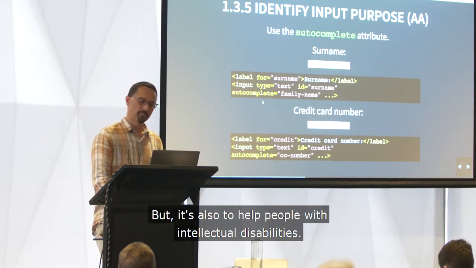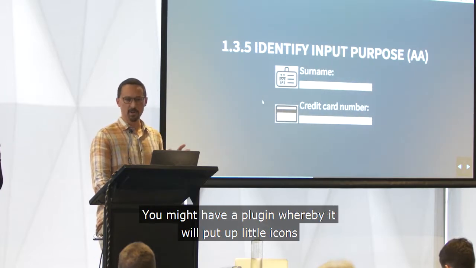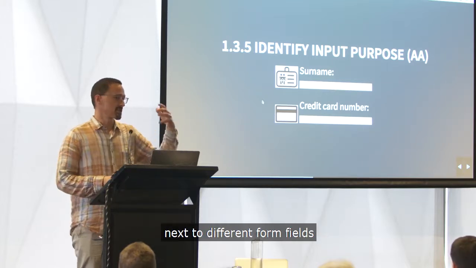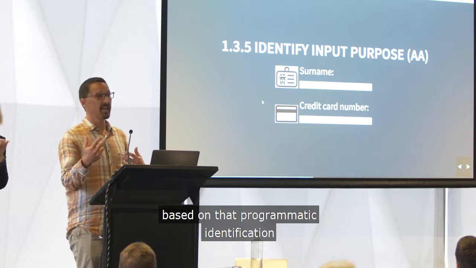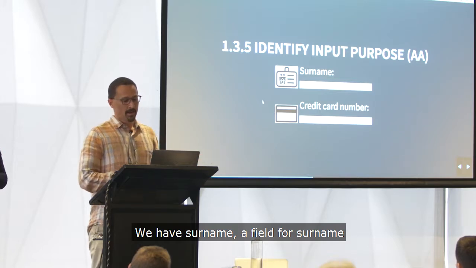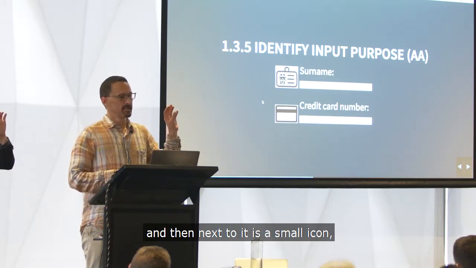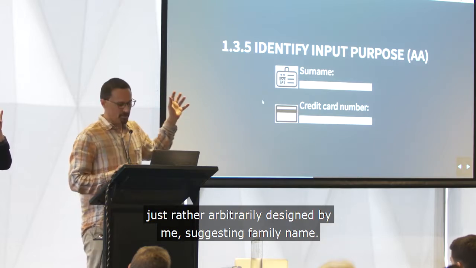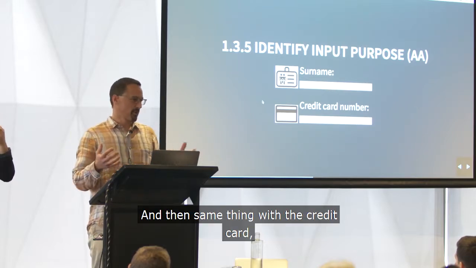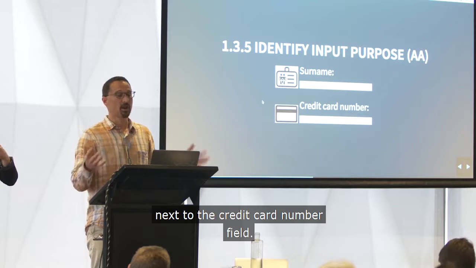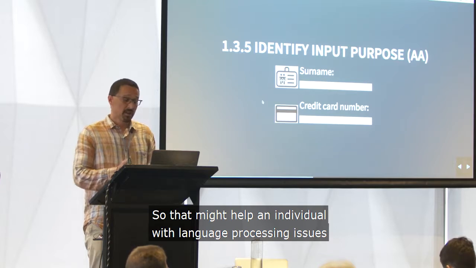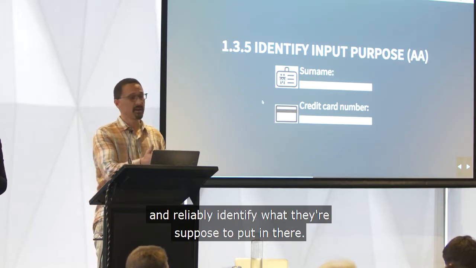But it's also to help people with intellectual disabilities. You might have a plugin whereby it will put up little icons next to different form fields based on that programmatic identification of what that field is intending to collect, right? So here I have an example. We have a field for surname, and then next to it is a small icon, just rather arbitrarily designed by me, suggesting family name. Right? And then same thing with a credit card. We have a little icon of a credit card next to the credit card number field.